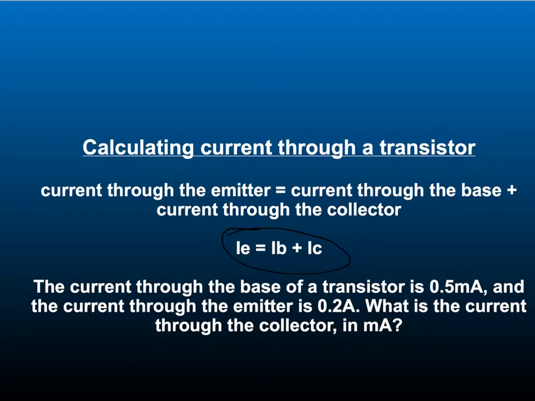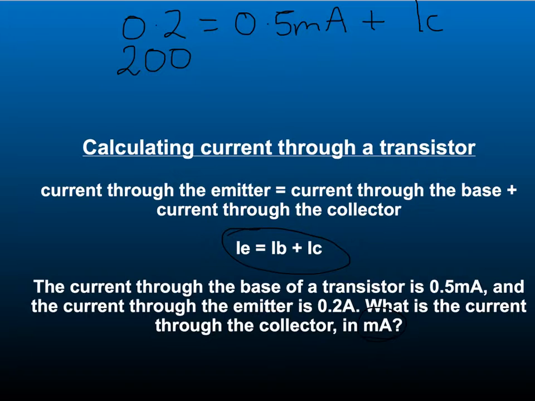We know that the current through the emitter is 0.2 amps, and that is equal to current through the base, which is 0.5 milliamps, plus current through the collector. So the answer is required in milliamps. So you need to start by converting all your quantities into milliamps. 0.2 amps is 200 milliamps.